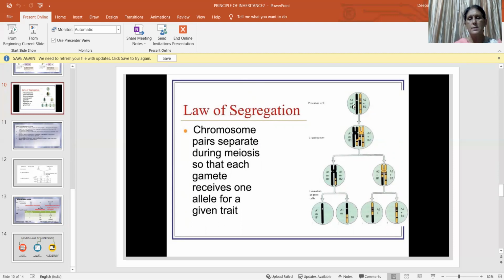In the law of segregation, chromosome pairs separate during meiosis, so that each gamete receives one allele for a given trait. Here you see the two chromosomes are different, one paternal and one maternal chromosome. During meiosis, they exchange their segments. So during gamete formation, the alleles are distributed equally in the gametes. Here you see 4 gametes are formed with different characteristics. So this is the law of segregation. In the F2 generation, we get tall and dwarf plants in the ratio 3:1.